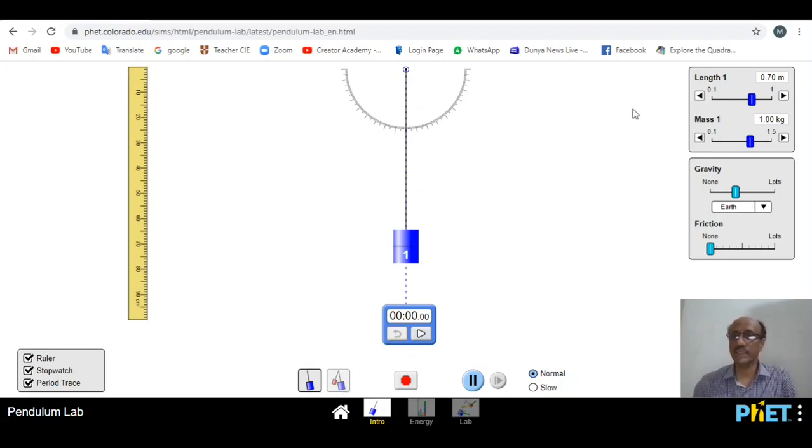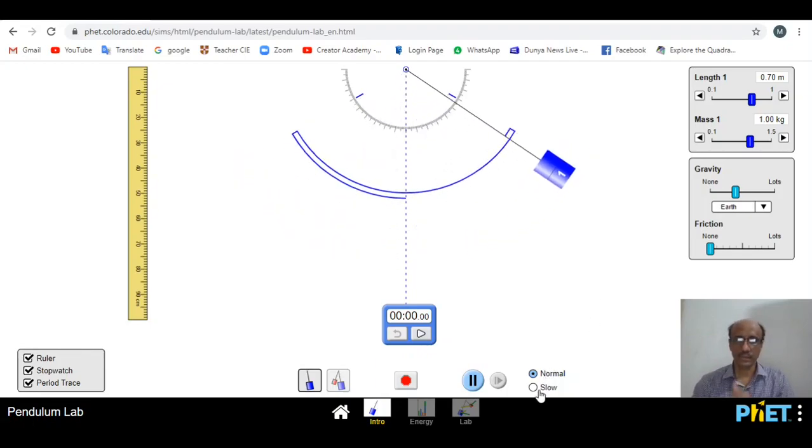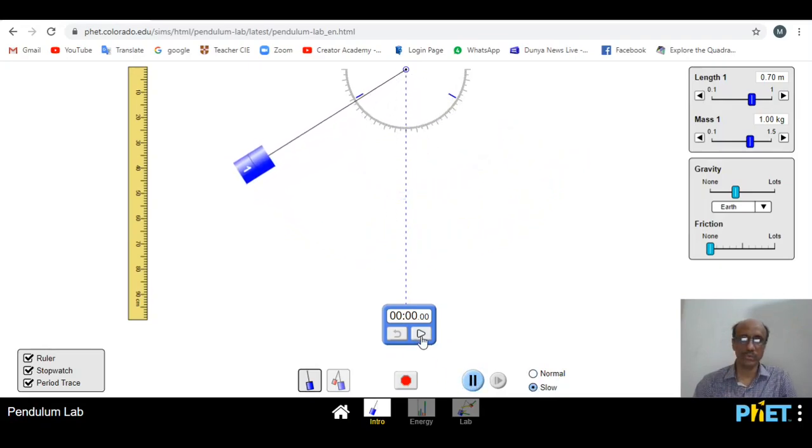Now you can see that the length is 0.7 meter, the mass is 1 kg, and the gravity is that on the surface of Earth, now without any friction. So we will start it. Now let's suppose that we will swing it from an angle of 60 degrees, and now we will slow it down. Now we will do that work in slow motion. As soon as it reaches the mean position, I will start the stopwatch.